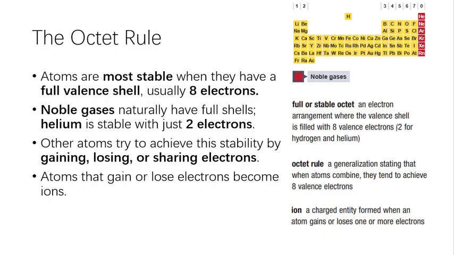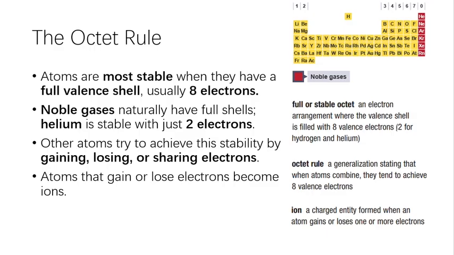So basically, elements with a full valence shell have a special stability. In the first 18 elements, a full valence shell, except for the first shell, contains 8 electrons. And atoms of noble gases each have 8 electrons in their valence shells. The exception is helium, which is stable with only 2 electrons in its valence shell.